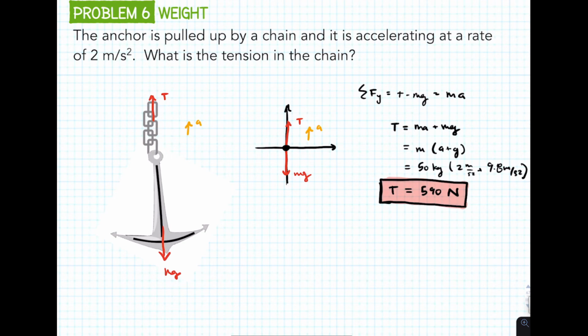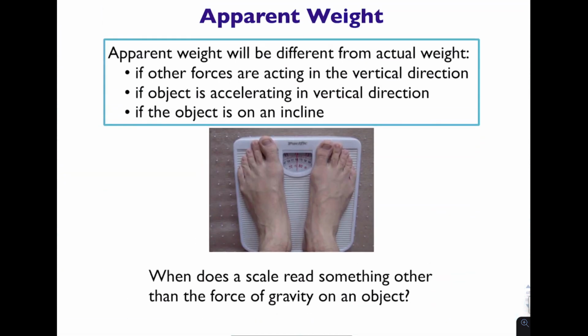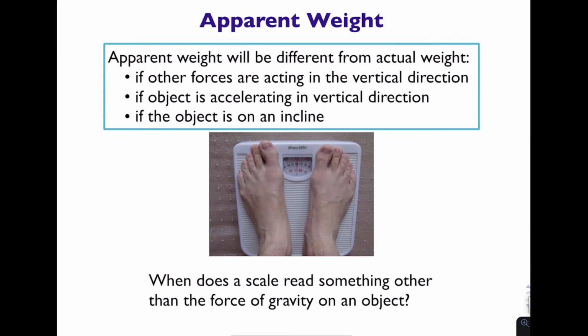All right. So let's talk briefly, and I'm not going to switch back and forth because it's only one slide, about apparent weight. So remember, apparent weight is different from actual weight. So if forces are acting in the vertical direction, acceleration also plays a key role. Now remember, mass times acceleration is sort of like a force. So for instance, if the anchor was being pulled down at 2 meters per second, then it would feel lighter, right? Then the tension would be lighter.